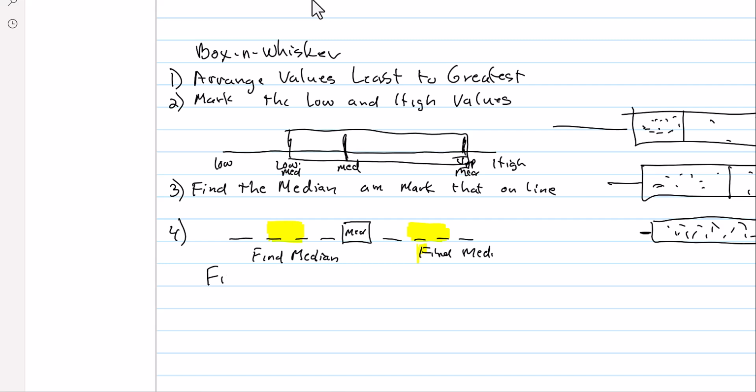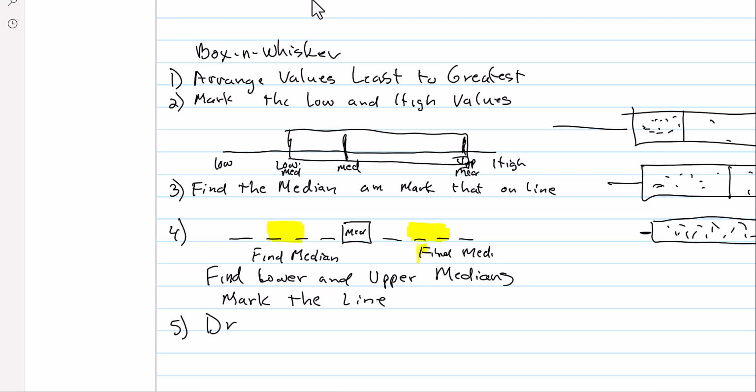But those are the steps. Find the lower and upper medians. Mark the number line. And then step 5, draw your box.